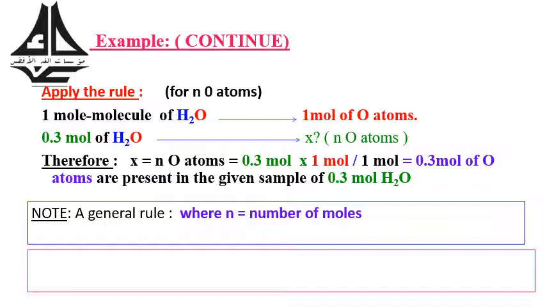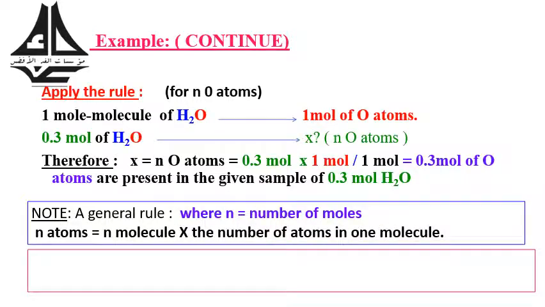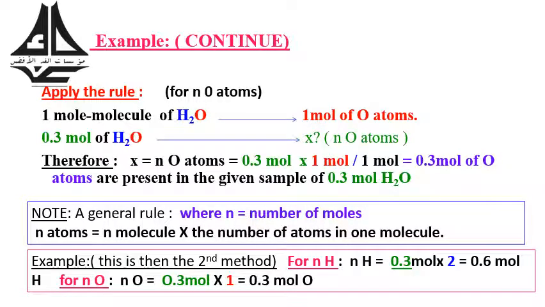There is a general rule where here n is the number of mole, of course, as always. We may say that the number of mole of atoms in a sample of molecule is equal to the number of mole molecule in the given sample times the number of atoms in one molecule. And you know that the number of atoms in one molecule is nothing but the subscript which is written at the lower right of that atom. Example, so this is the second method if you want.